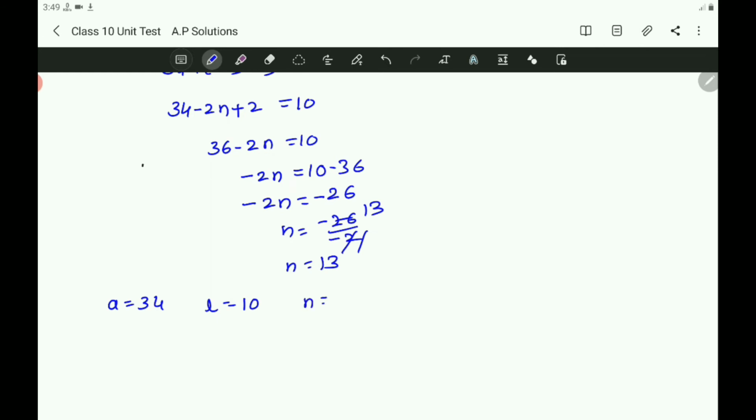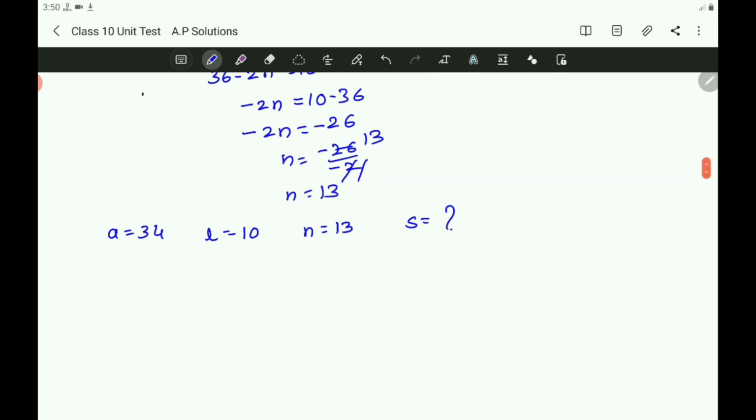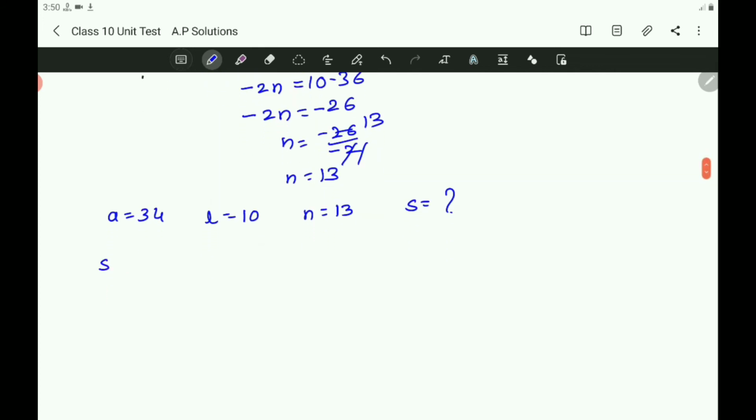And n equals 13. Then you write S equals, so write the formula for S. S equals n by 2 into 2a plus n minus 1 into d, you can write. But here we have taken A, L and n. So you write the formula for A plus L.